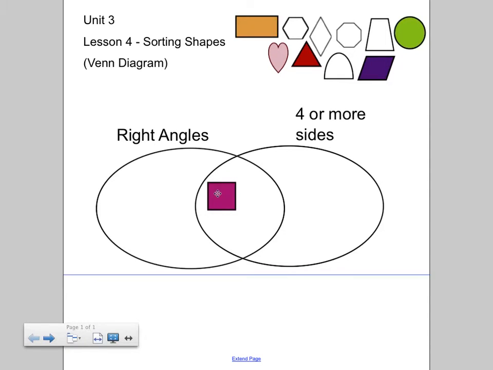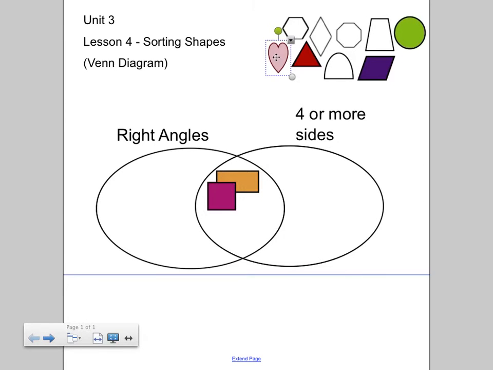Okay, so just excuse that. It has 4 right angles as well. It has 4 or more sides. Let's take a look at this one. Does this rectangle have right angles? Sure it does. There's a right angle here, here, here, and here. Does this shape have 4 or more sides? Yes, it does. Because it has both characteristics, I'll slide that in the center.